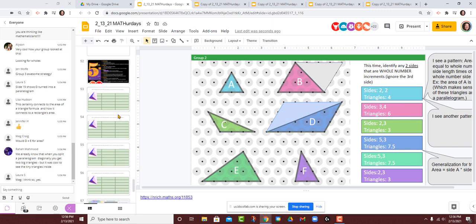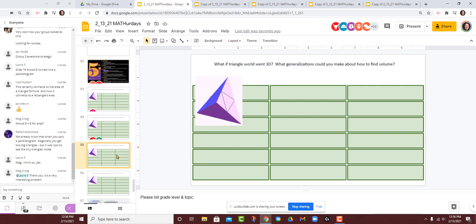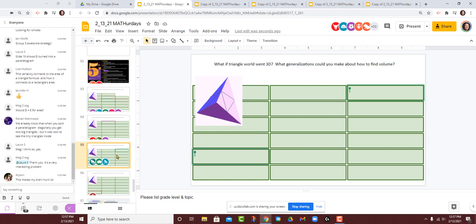Come on down to slide 53 or 54 or 55. Go ahead and find yourself a space on those. Let's go into 3D world. What if triangle world went 3D? What generalizations could you make about how to find the volume of a pyramid, a triangular pyramid filled with triangular pyramids? What generalization would you do?